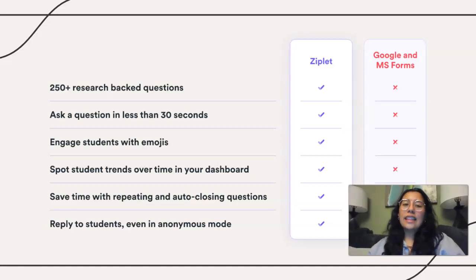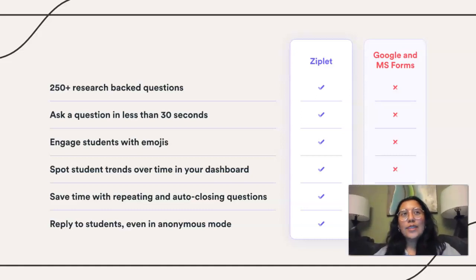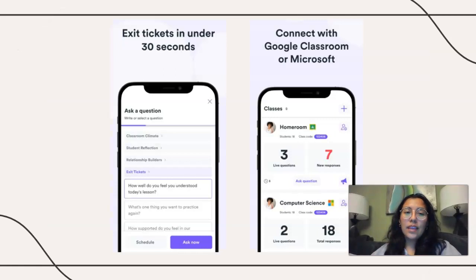You can ask questions in less than 30 seconds. You can engage students with emojis. You can spot student trends over time on your dashboard. You can save time with repeating and auto-closing questions. You can also reply to students even in anonymous mode. One great thing about Ziplet is that you can reply to individual students anonymously or as their teacher, or you can send messages to groups of students at the same time, but have individual chats for each individual student.